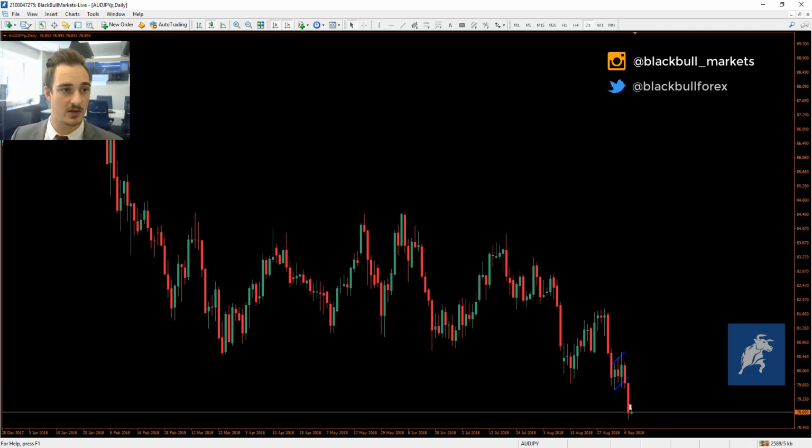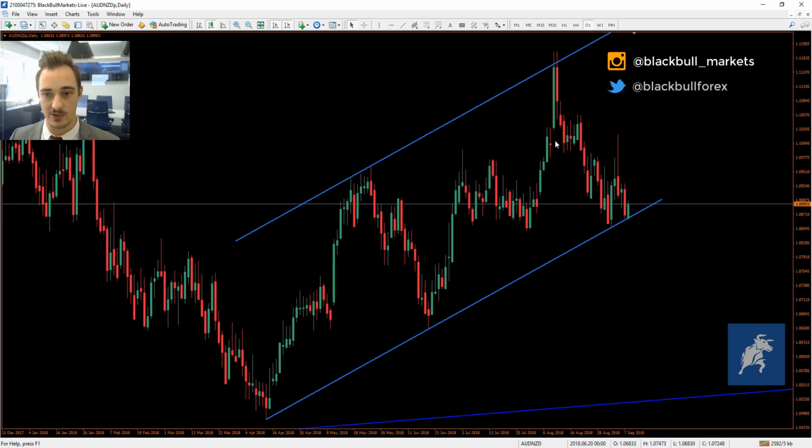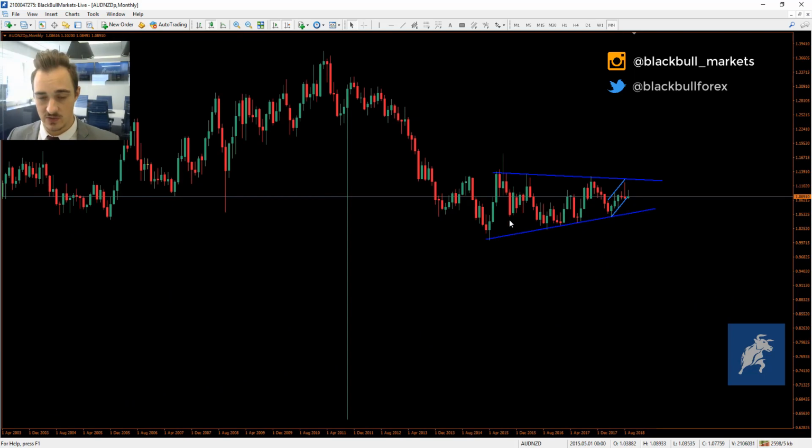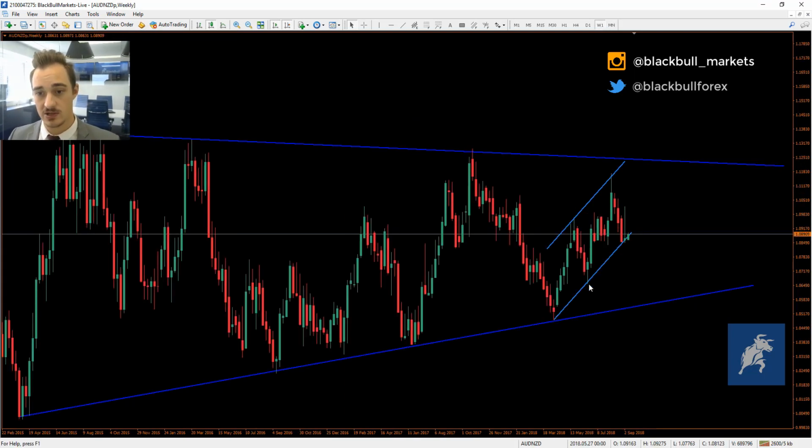The next one will be the Aussie Kiwi dollar. So we'll see what happens to that one. You can see this is a daily time frame. It is still moving on in this channel that we had to the upside, and then on the weekly we have sort of this triangle, also offering it on the monthly as well. So we can look for continuation in this triangle pattern until we get a nice breakout.